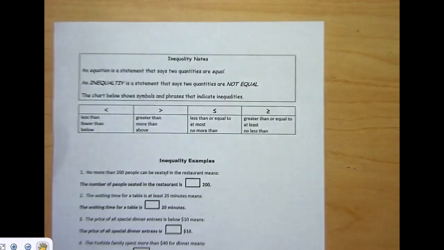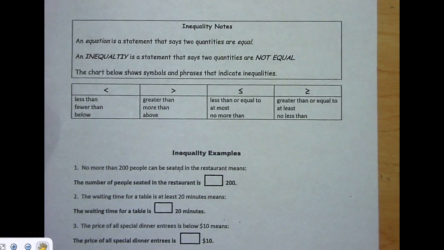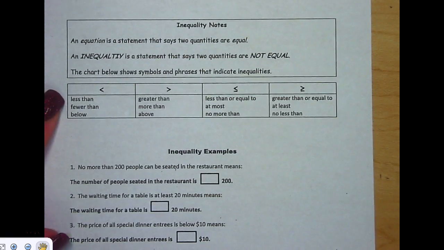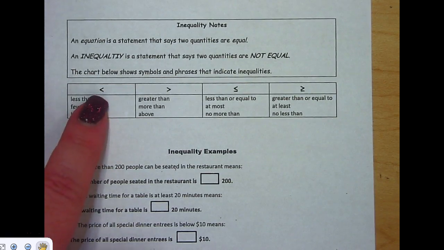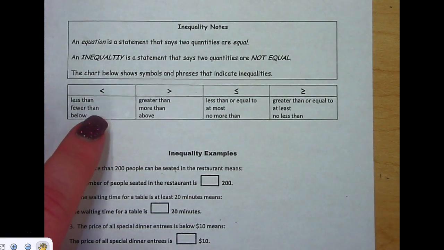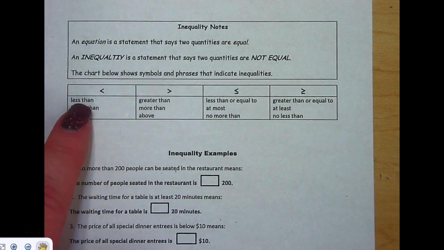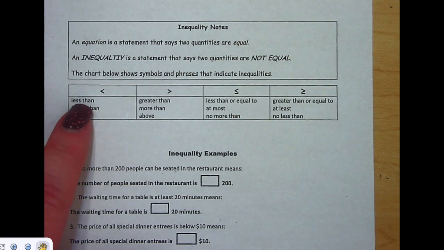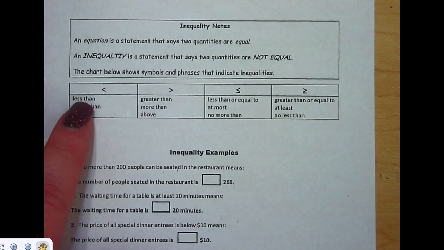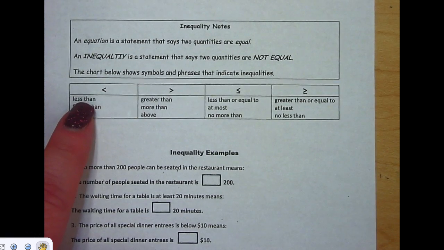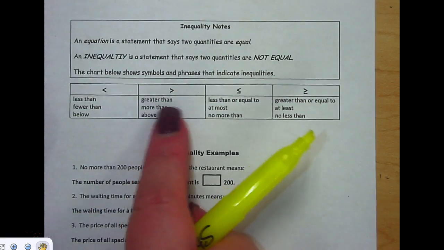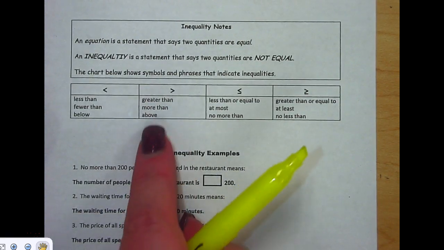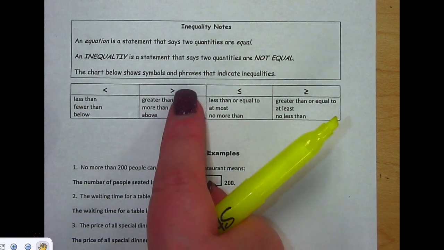So when you're translating, if you see the words less than, fewer than, or below, that means the less than sign. Now, if you see is less than, that means we're going to subtract. But less than means this. If you see greater than, more than, or above, that's this symbol.